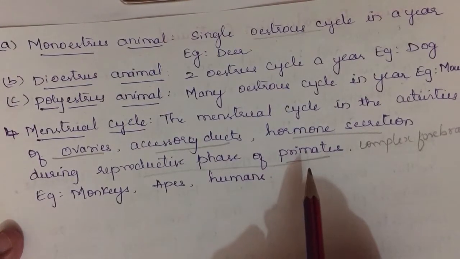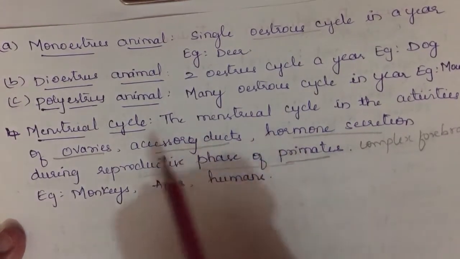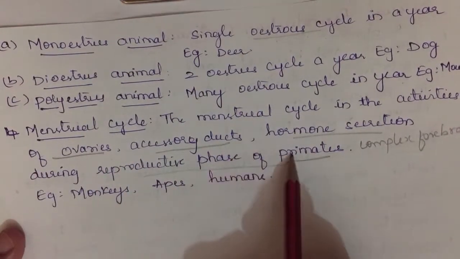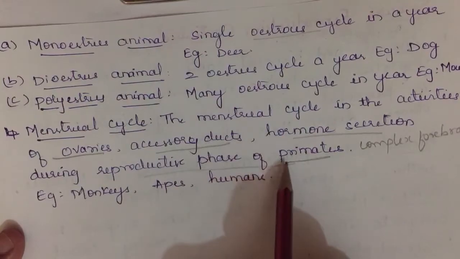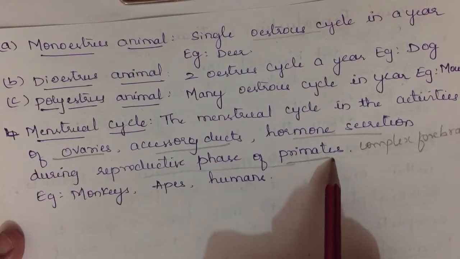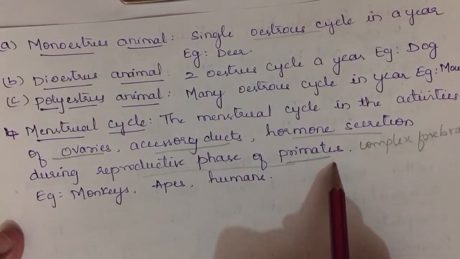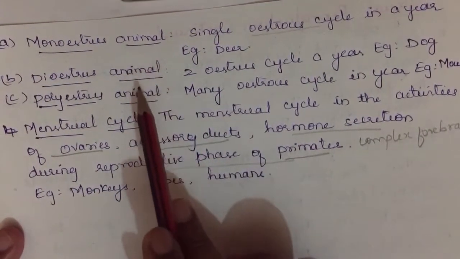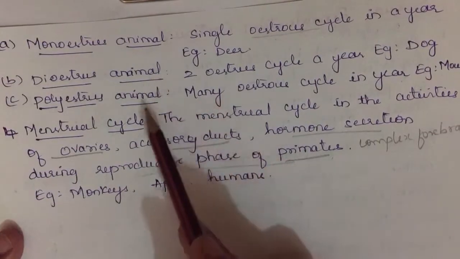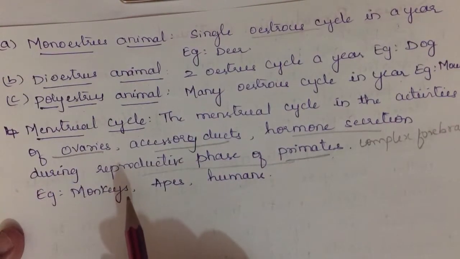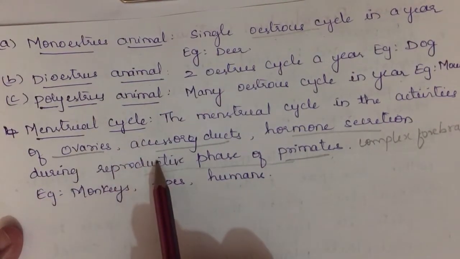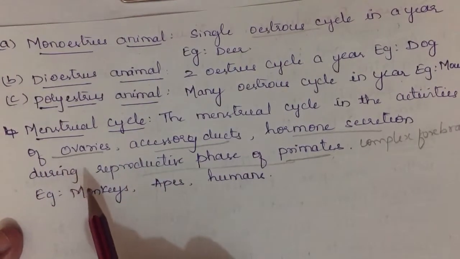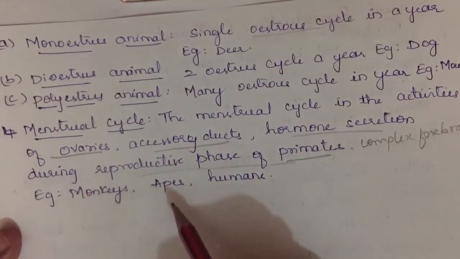Non-primates are those which have simple forebrain. In primates there is a menstrual cycle. In non-primates there is an estrous cycle. Primates have a menstrual cycle, which means they are able to reproduce throughout their life, throughout the year, whereas non-primates are able to reproduce only once, twice or many times a year, depending on which type of estrous cycle they have. In menstrual cycle there is a shedding of endometrium, whereas there is no shedding of endometrium in estrous cycle.